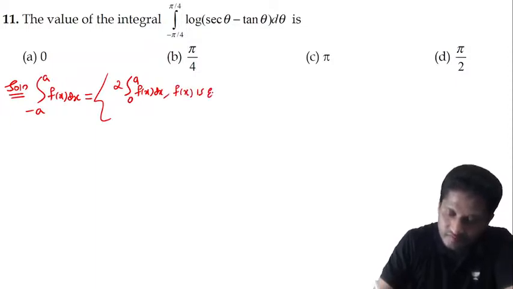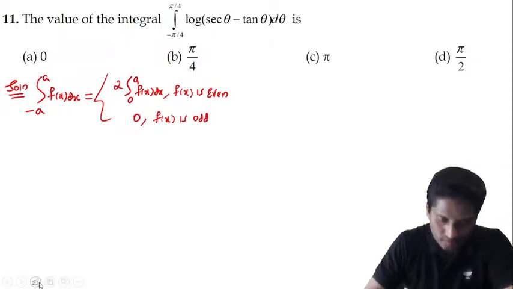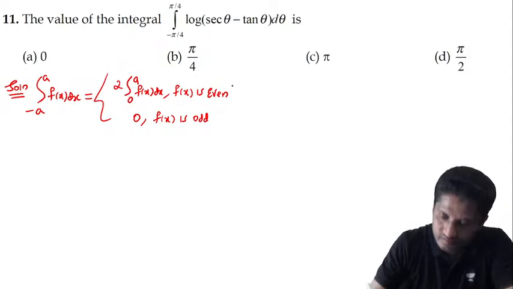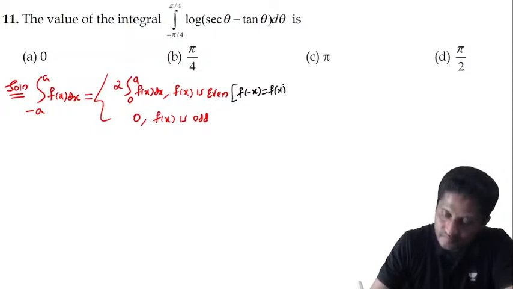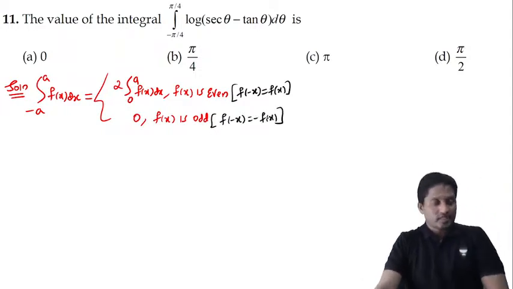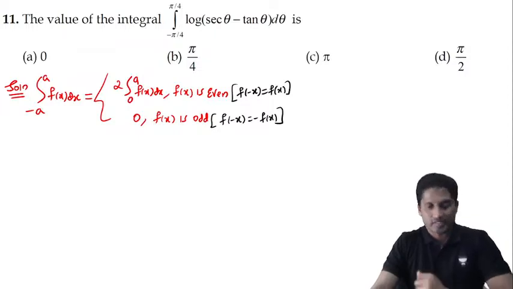If f(x) is even, then the integral is twice the half-range integral; it is equal to 0 if f(x) is odd. We call an even function one where f of minus x is equal to plus f of x. We call an odd function one where f of minus x is equal to minus f of x. So let us check whether it is an even function or an odd function.